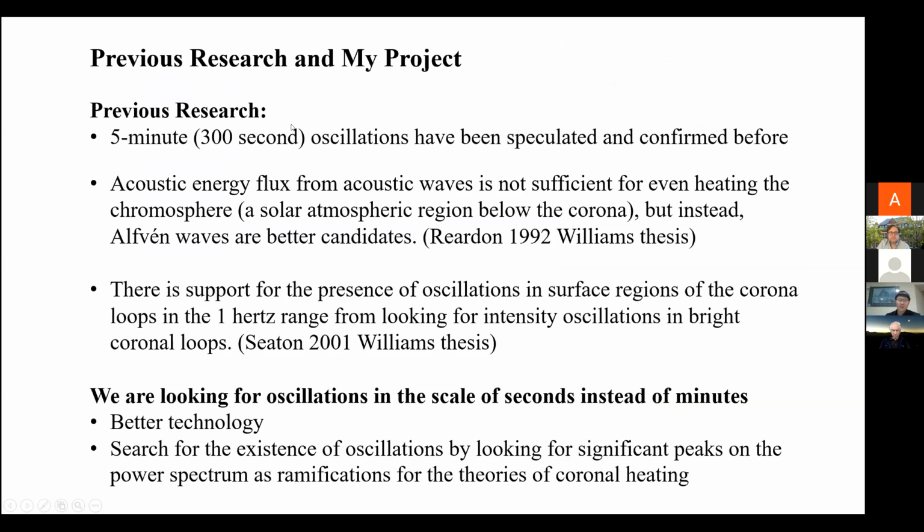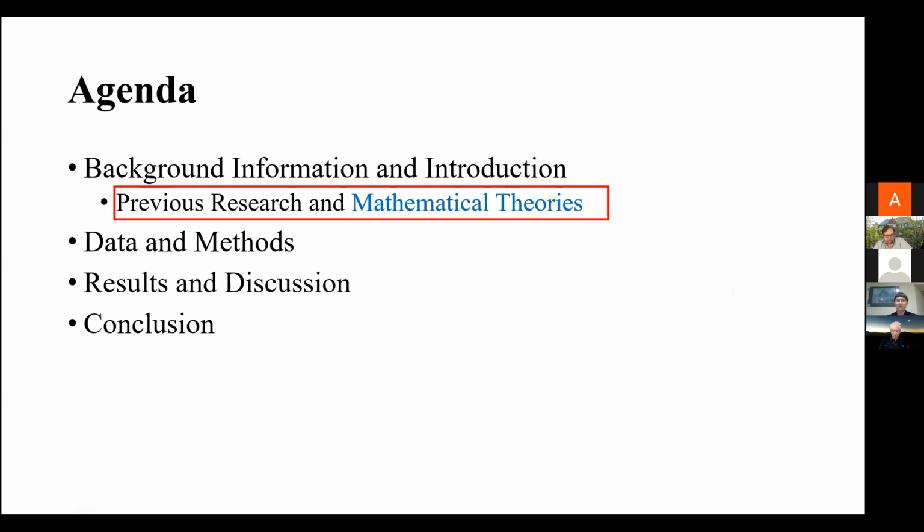It's really interesting. This investigation has been going on for a while. 5-minute or 300-second oscillations have been speculated and confirmed before. Through the last couple of decades, Williams students have been busy at work investigating related topics. What's great now is that we're looking for oscillations in the scale of seconds instead of minutes. Now that we have better technology and higher computing power, we're searching for the existence of oscillations by looking for significant peaks on the power spectrum as ramifications for the theories of coronal heating.